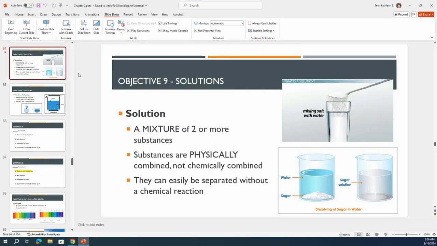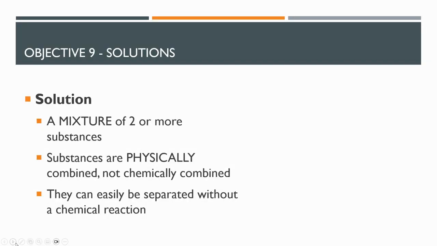Alright, so next objective is objective 9, and we're actually going to cover objective 9 and 10 in this video. And we're going to look at solutions and pH. And so a solution is just a mixture. It's important to understand that this is a physical mixture. It's not like a chemical reaction. They aren't chemically interacting. Essentially, we're mixing two substances together, but they are not chemically combined.